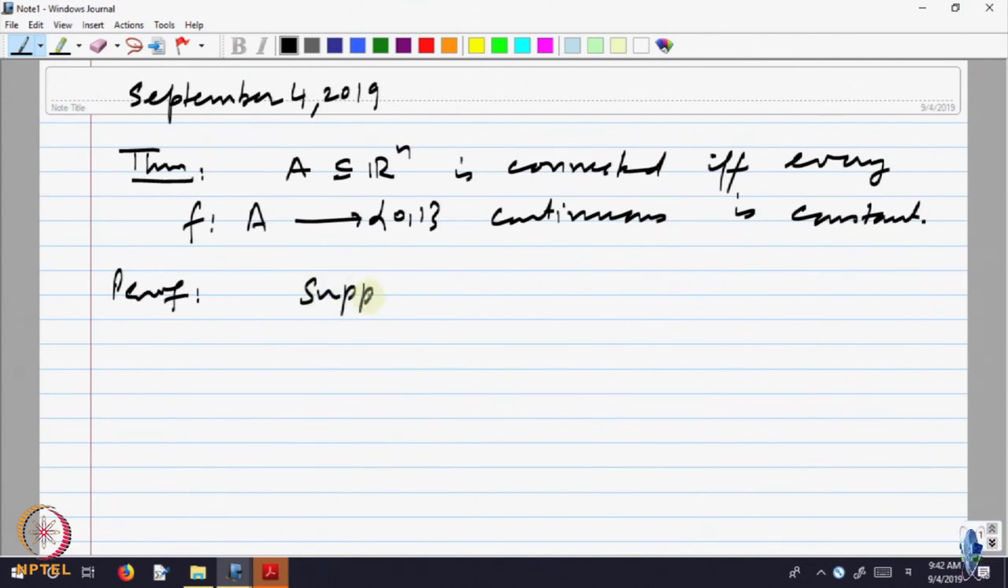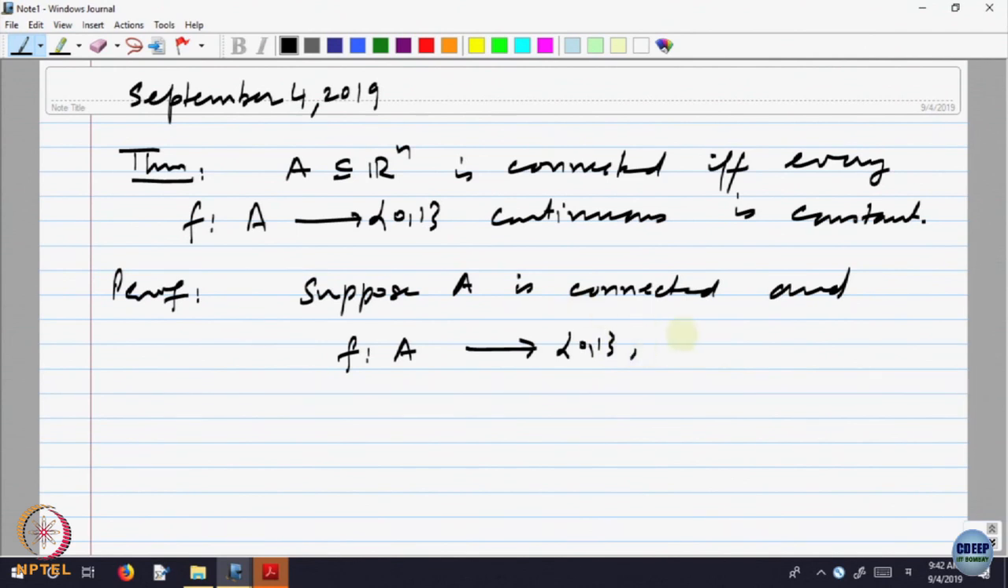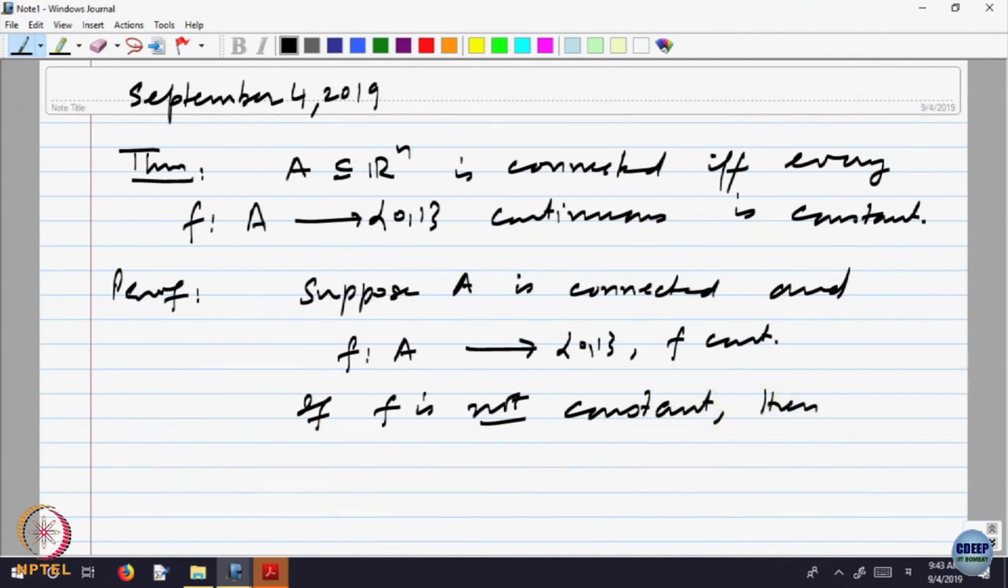So, suppose A is connected, and f is a function from A to {0, 1}, f continuous. So, it is a continuous function on A taking two values 0 and 1. We want to show it should be taking only one value, it should be a constant function, right. So, if f is not constant, then what will happen? There is at least one point where it takes the value 0 and some other point where it takes the value 1.